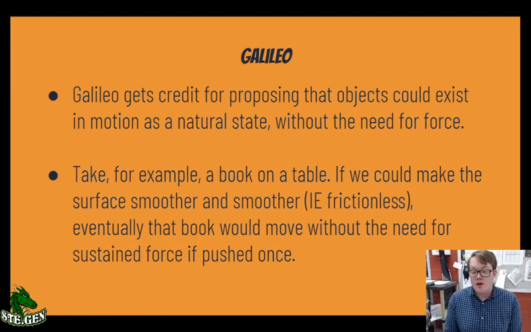This is kind of the argument that he used to explain how something could exist without the need of force to be moving. Let's say you had a book on a table, and the smoother and smoother you make a table, the easier it's going to be to push and pull and move that book around. So if we could continue making the table smoother and smoother, today we would think of an air hockey table where there's that cushion of air, there is no friction whatsoever.